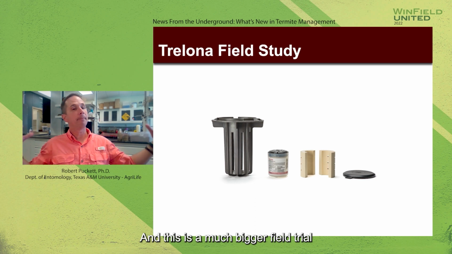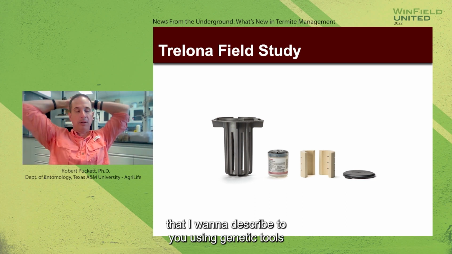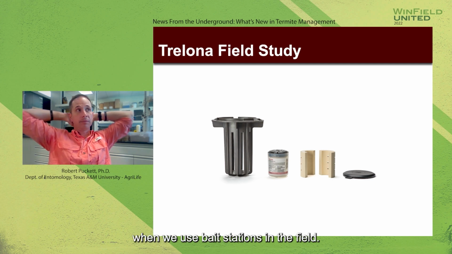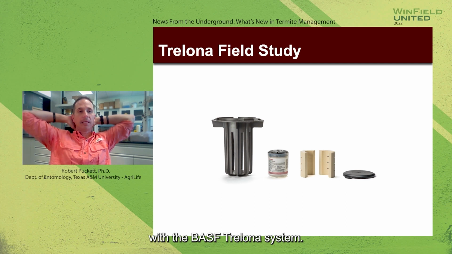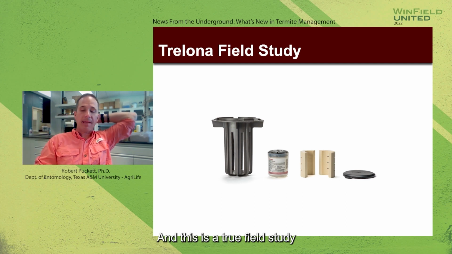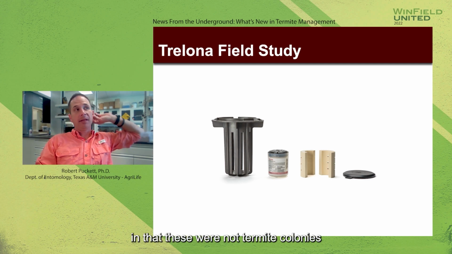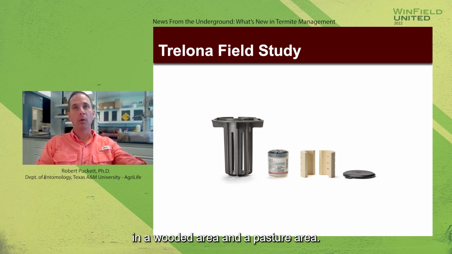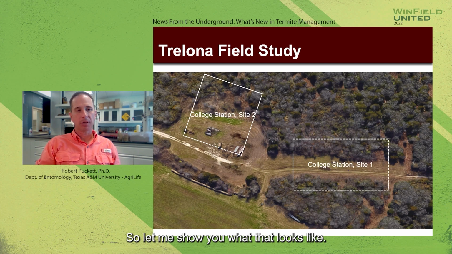And this is a much bigger field trial that I want to describe to you using genetic tools to understand what goes on when we use bait stations in the field. It's really cool. So in this case, we're working with a BASF Trelona system. And this is a true field study in that these were not termite colonies associated with structures. These are termite colonies out in a wooded area and a pasture area, combined, actually. So let me show you what that looks like.